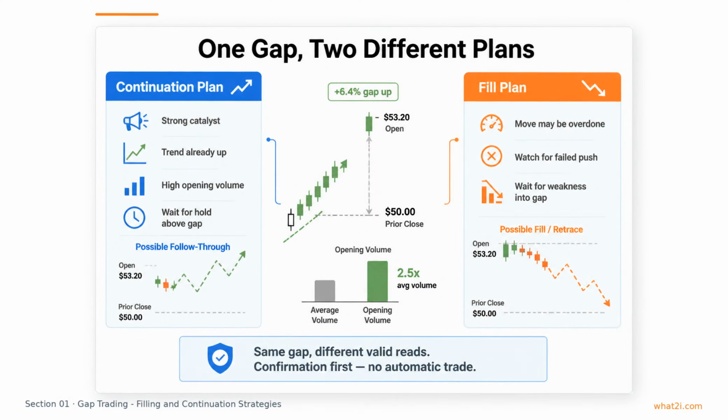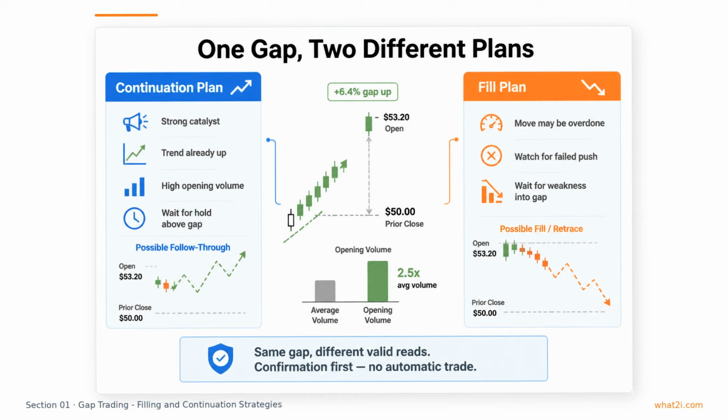Consider a stock that closed at $50 and then opened at $53.20 after a product announcement. That is a 6.4% gap up. And the setup becomes more interesting because the stock was already in a mild uptrend and opening volume is 2.5 times normal. A continuation trader can look at that and say the catalyst is real, trend is supportive, and institutions may keep buying. A fill trader can look at the same gap and say the move may still be overdone in the short term, especially if the first push starts failing.